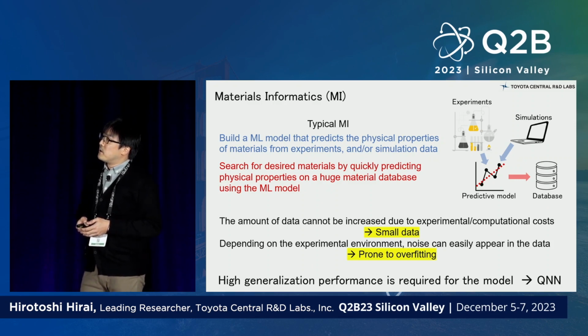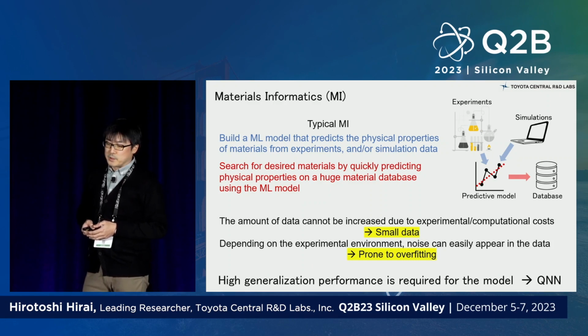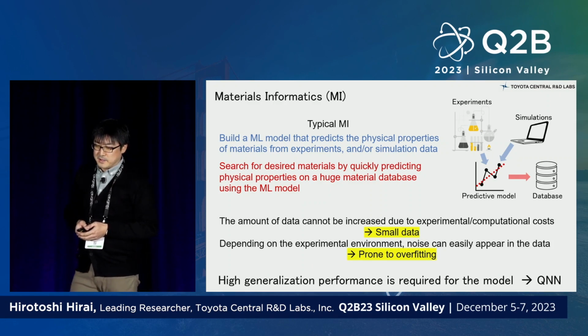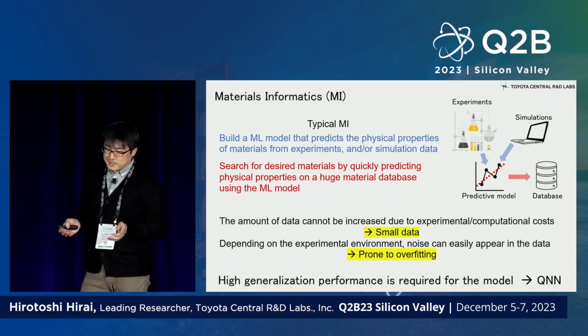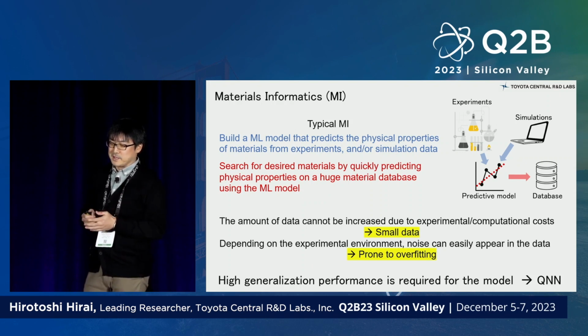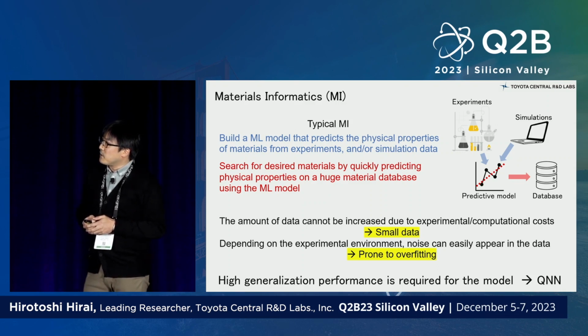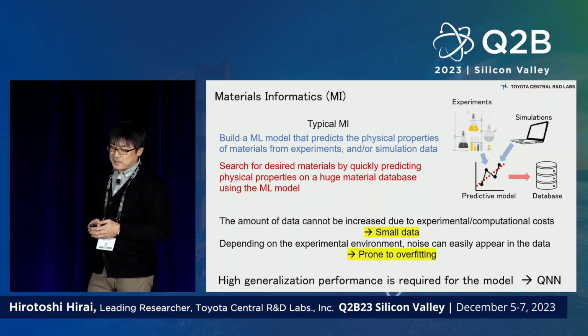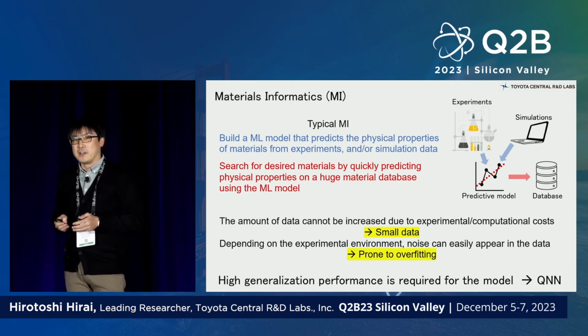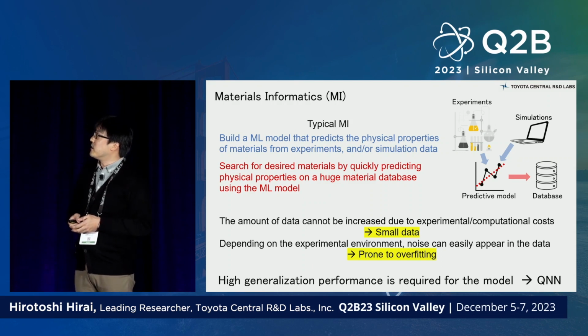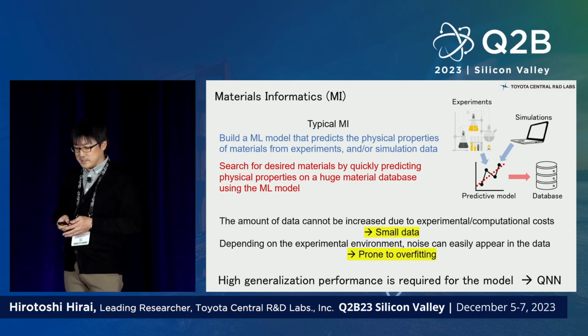First, the amount of data cannot be increased due to experimental or computational cost, and some properties like dynamical properties are very difficult to obtain with experiments and simulations. So the data should be very small in size. Another is that, depending on the experimental environment, noise can easily appear in the data. So the model is prone to overfitting, and high generalization performance is required for the MI task. We think QNN is the best candidate for this task.